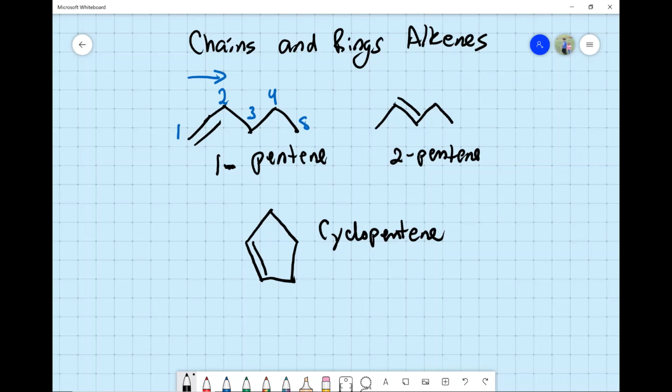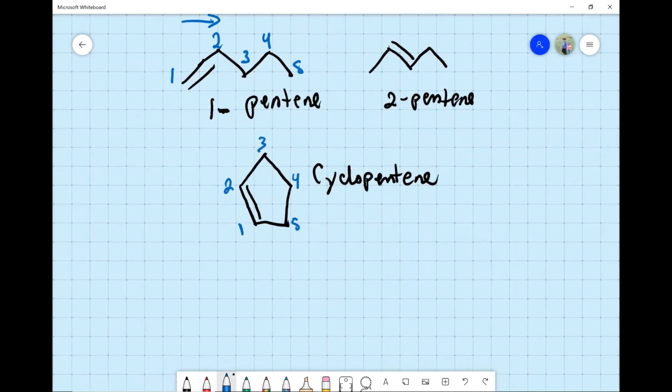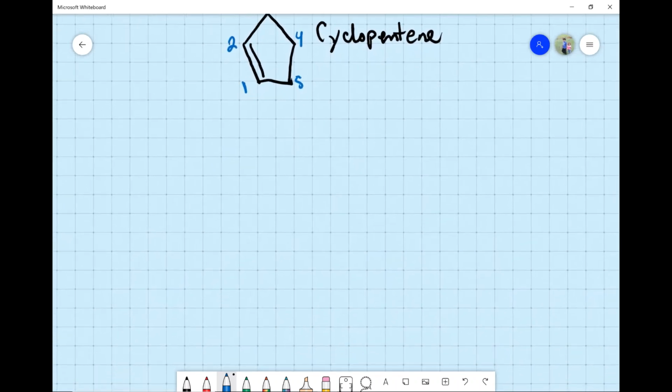And another thing to talk about is the numbering of a ring structure like this. And so you want to number it so the double bond is on the lowest number of carbon. So this was 1-pentene, and so this is cyclopentene. And so this double bond is between this carbon and this carbon. So you want to start your numbering here. So 1, 2, 3, 4, 5. Okay, that's kind of the rule, and the rules are good because they kind of help keep some of these things straight.